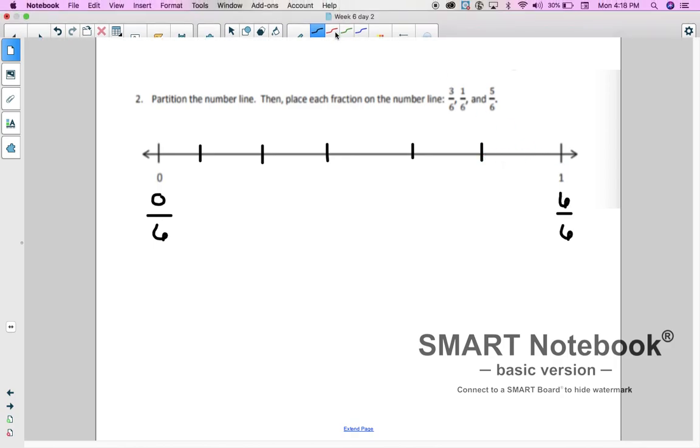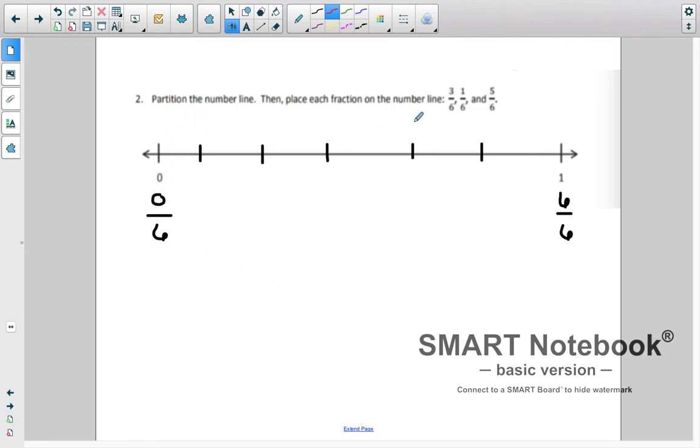Now I can start finding the fractions. So the first one says 3/6, well 0/6, 1/6, 2/6, 3/6. All right, I found that one. Now I'm finding 1/6, so again 0/6, 1/6, and you can see I'm counting out loud because that helps me. Now if you can count in your head and do it, that's fine, but counting out loud helps you hear yourself, so that it might be a little bit easier. And the last one it wants us to find is 5/6. So 0/6, 1/6, 2/6, 3/6, 4/6, 5/6. And that's how we do it.